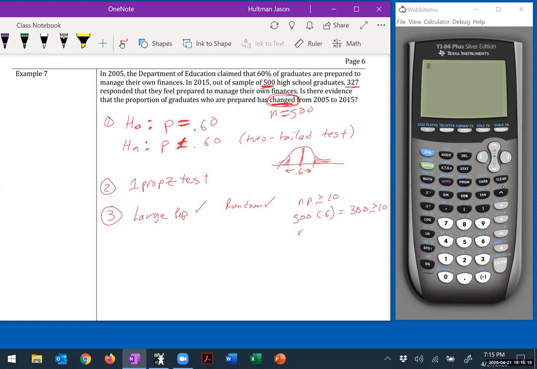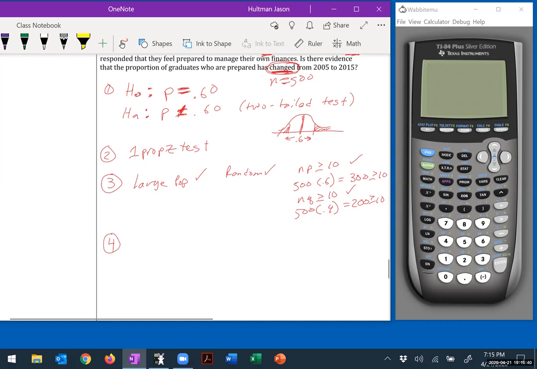Okay, what's n times q? Is that greater than or equal to 10? Okay, that's 500 times 0.4, which is 200, and that is greater than or equal to 10, so that checks. Okay, they both check. All criteria is good. We are ready to go for number 4. Number 4, I'm going to do on the calculator.